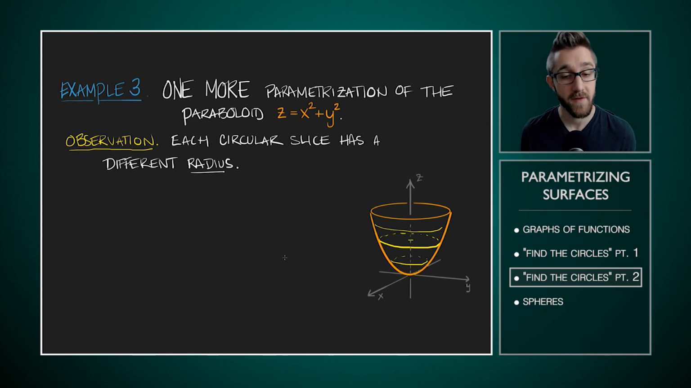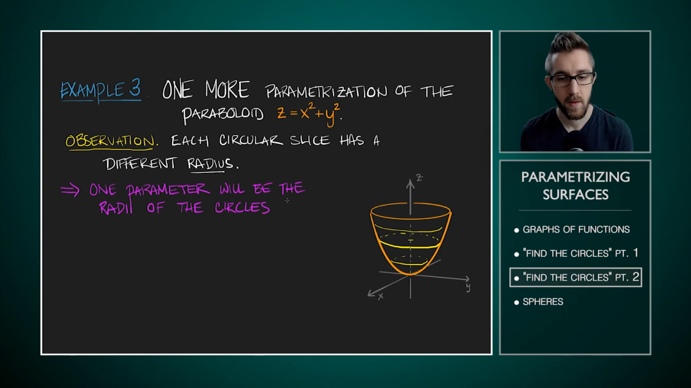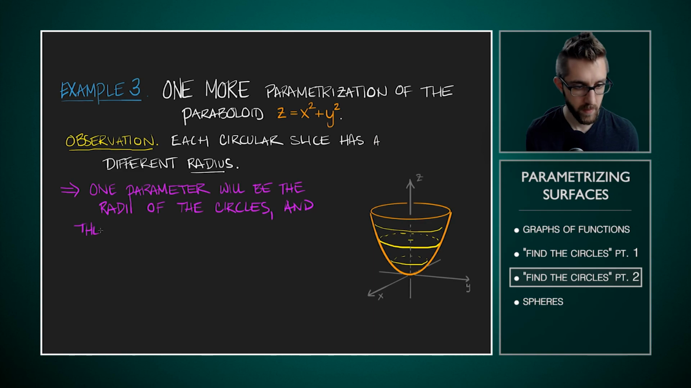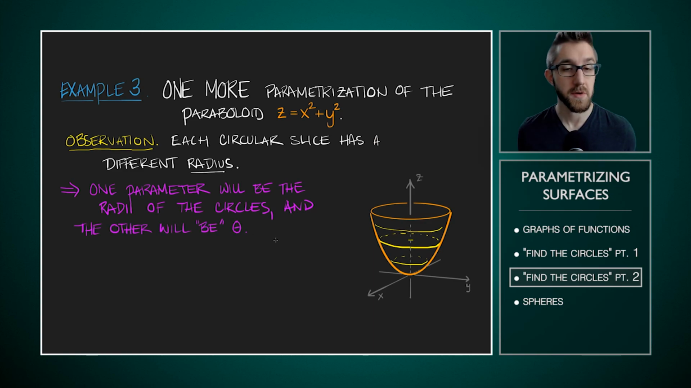We're going to say that one of our parameters is essentially the radii of all of these different circles. So we're picking out all of these different circles by looking at their radius. And then the second parameter is actually going to be the same as it was before, because once we've picked out all of these different circles on this surface, we're going to use this second parameter to traverse around them. So in other words, we're sort of thinking of the parameters as being like r and theta rather than z and theta from the previous example.